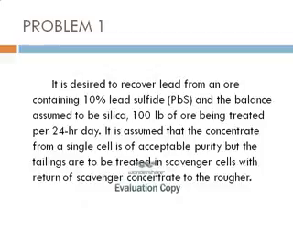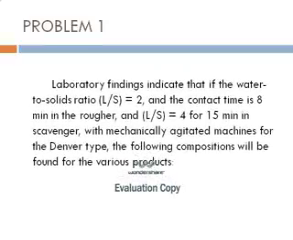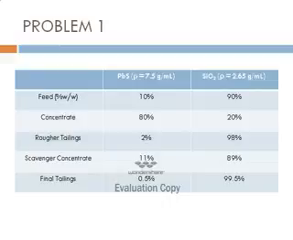It is assumed that the concentrate from a single cell is of acceptable purity, but the tailings are to be treated in scavenger cells with return of scavenger concentrate to the rougher. Laboratory findings indicate that if the water to solids ratio equals 2 and the contact time is 8 minutes in the rougher, and the water to solids ratio equals 4 for 15 minutes in scavenger, with mechanically agitated machines of the Denver type, the following compositions will be found for the various products. Note that the numbers presented here are in weight percent basis.